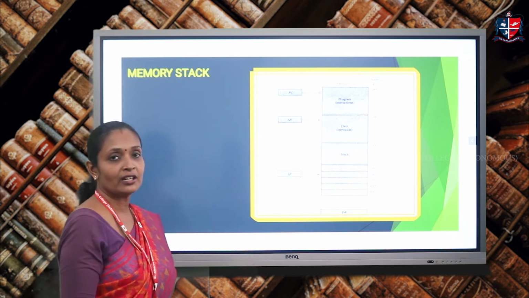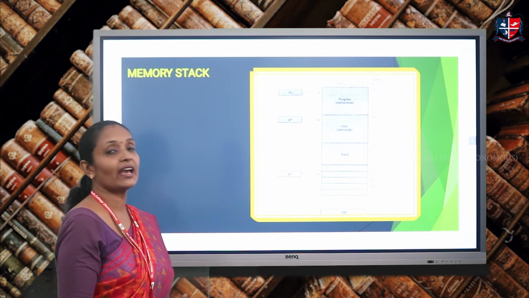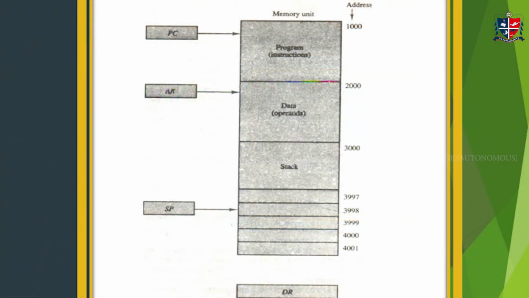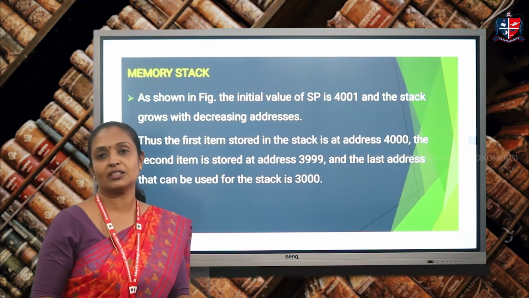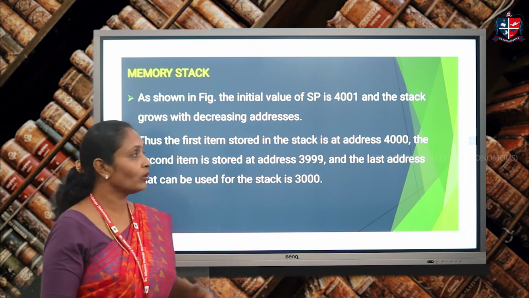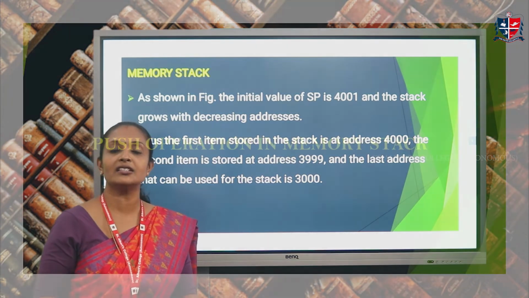So it's very important to understand adding an item into the stack or removing an item from the stack. Whatever operations we have performed in the register stack, here in the memory stack it is entirely different from that. So in the figure, the initial value of the stack pointer is 4001 and the stack grows with decreasing address. Thus the first item stored in the stack is at the address 4000, and the second item is stored at the address 3999, and the last address that can be used for the stack is 3000. So it is clearly understood that the memory address is arranged in the decreasing order.